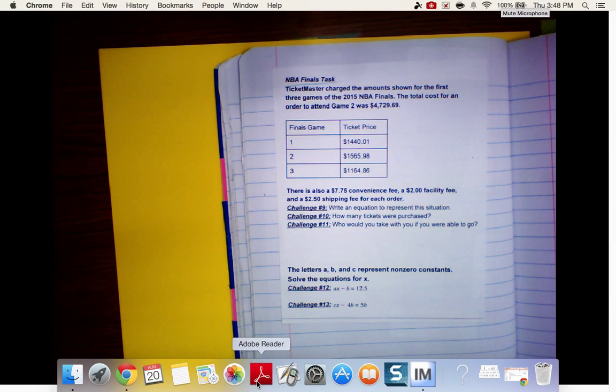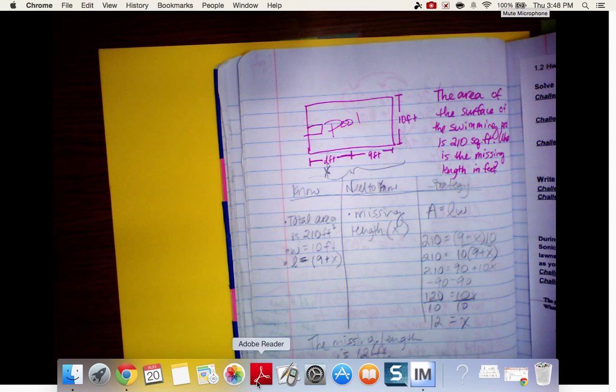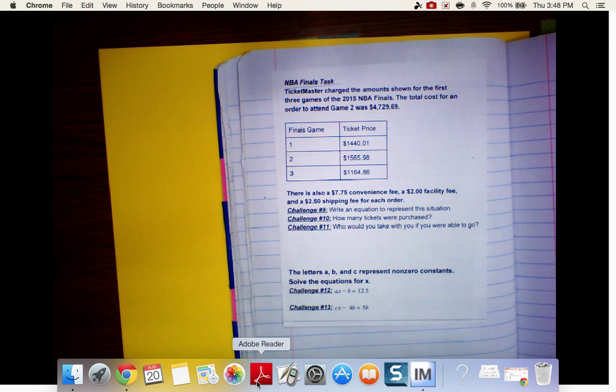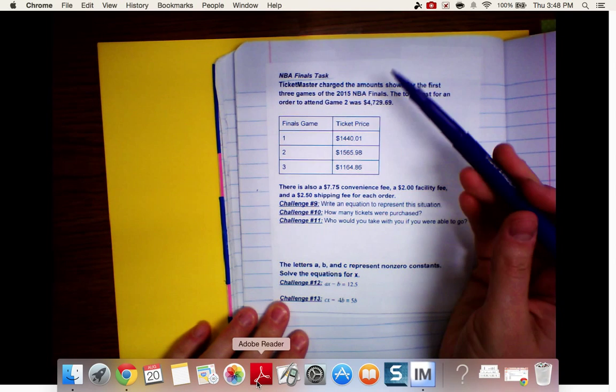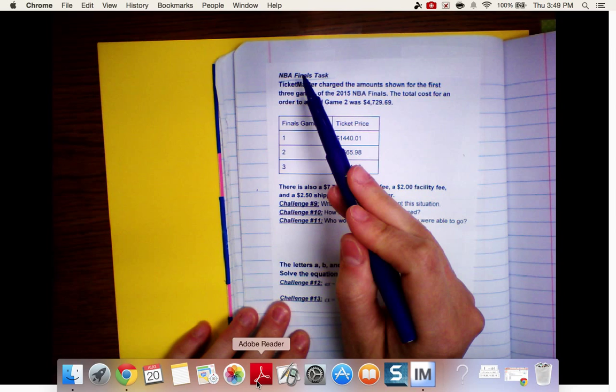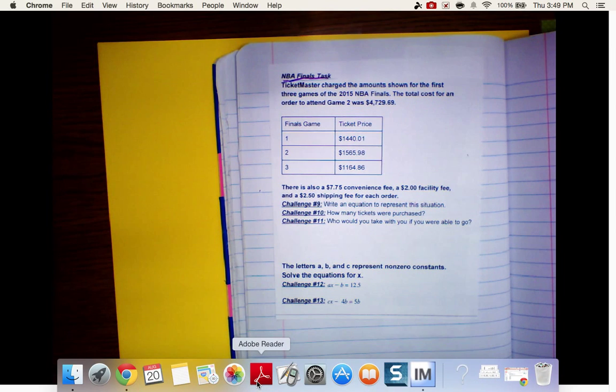Everybody, I'm going to continue on homework 1.2. I'm going to continue with challenges 9 through 13. So challenge 9, 10, and 11 is about the NBA Finals for this year. So this is actually real data, by the way.